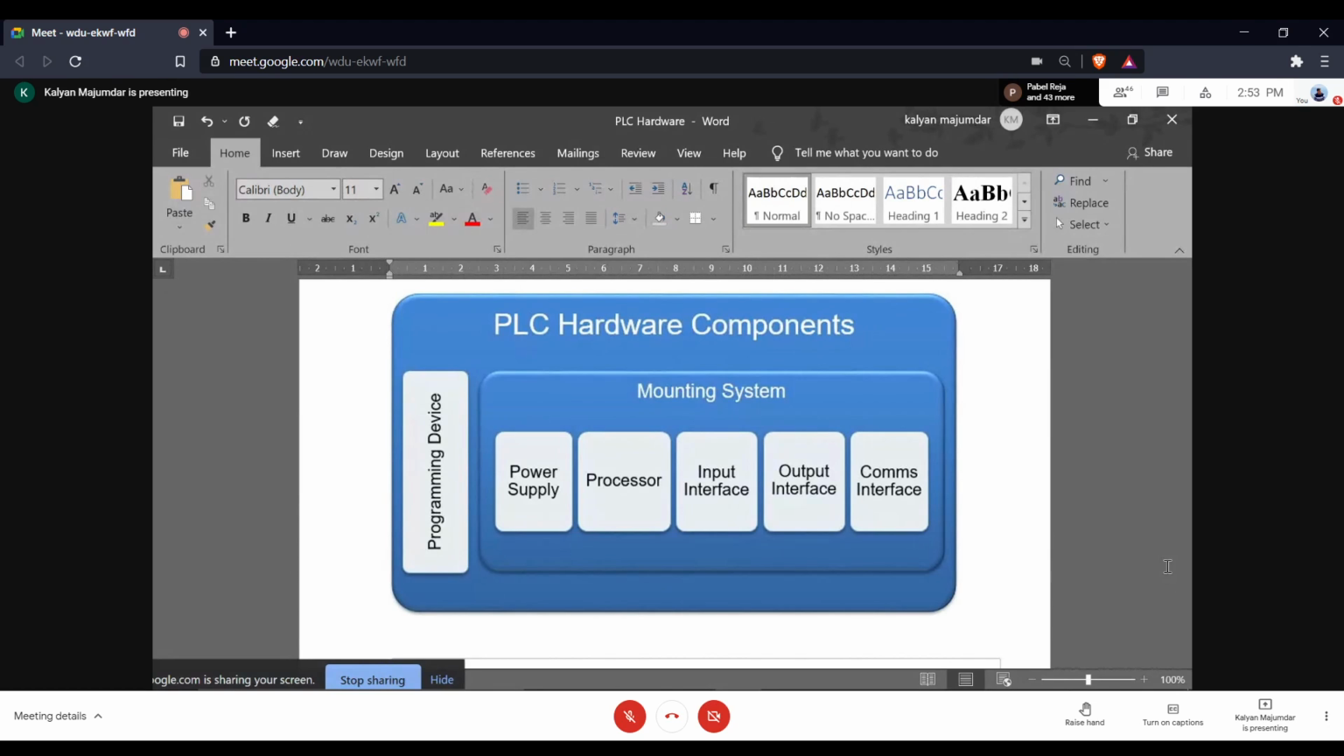So as far as input and output hardware is concerned, there are four types: two types of inputs, discrete inputs and analog inputs, and two types of outputs, discrete outputs and analog outputs. Now, this is what is special to a PLC.